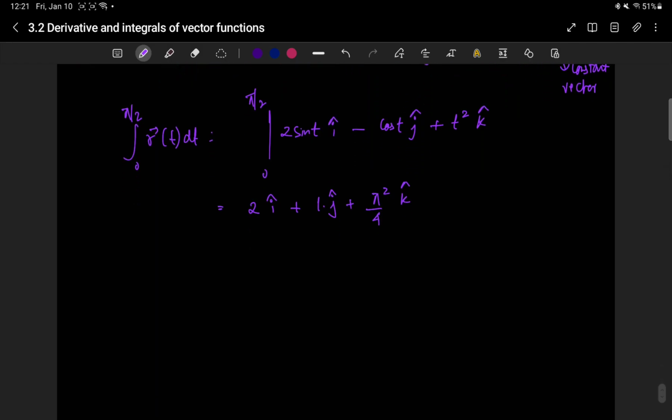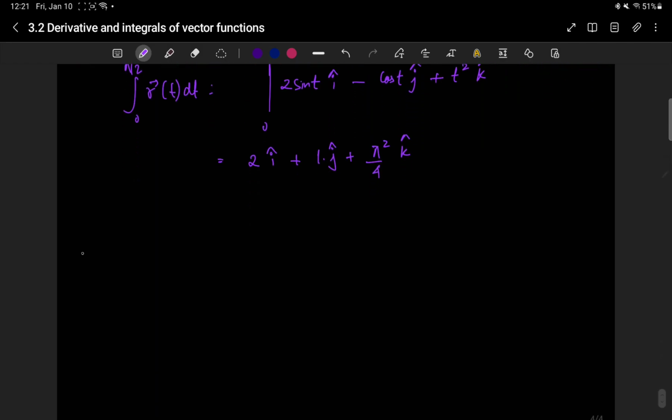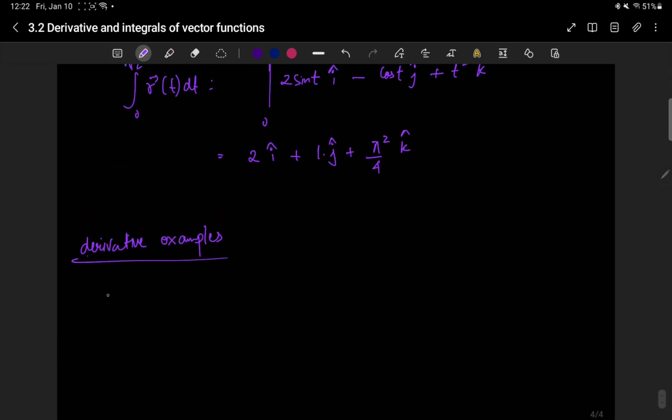Now let's look at some examples for derivative. So going back to derivative examples, suppose I have r(t) is given in this form, t sine t i cap, e raised to t cosine t j cap and sine t cosine t k cap.